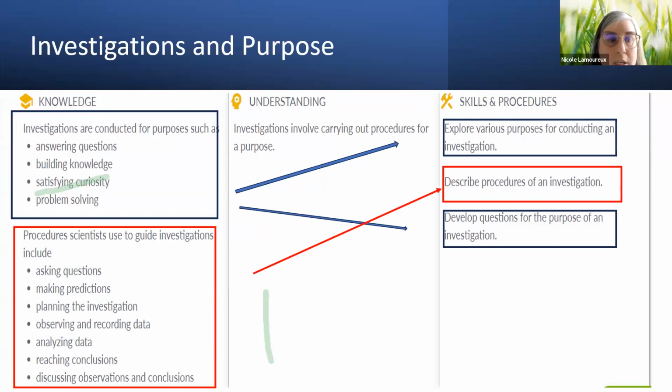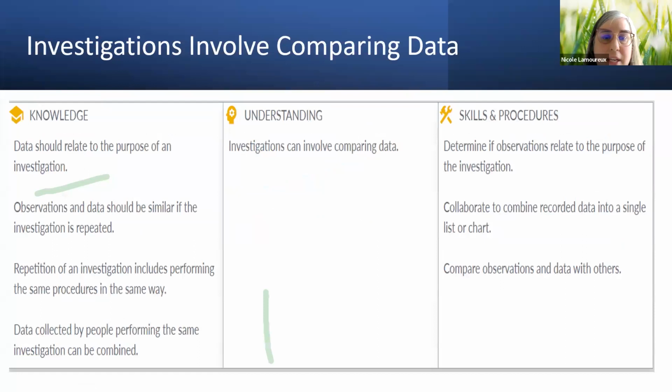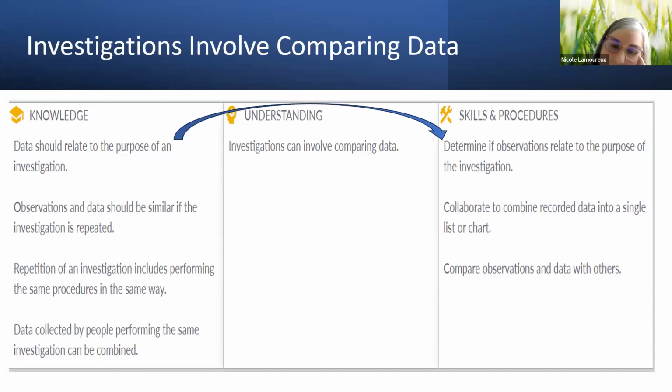Okay. The same thing here with investigations involve comparing data. So determine if observations relate to the purpose of an investigation. So they have to be thinking about, what am I going to observe? That's something they're going to have to think about in terms of a prediction. What am I going to observe and what would make sense to what I'm trying to investigate?